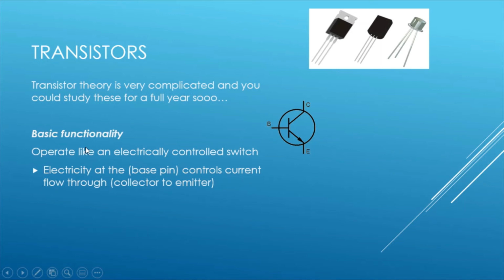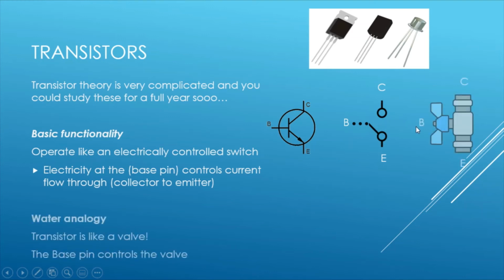Their basic functionality, if you want to think about it so easily, is that they operate like an electrically controlled switch. Okay, electricity at our base pin, which is labeled B here, controls the current flow through our collector to our emitter. Okay, so this pin here is like a switch that basically controls the current flow from our collector to our emitter. Okay, this will close that switch. You can also think of this like a valve or like a tap. The base pin controls the valve, and it controls the flow of current or water through from our C to our E.